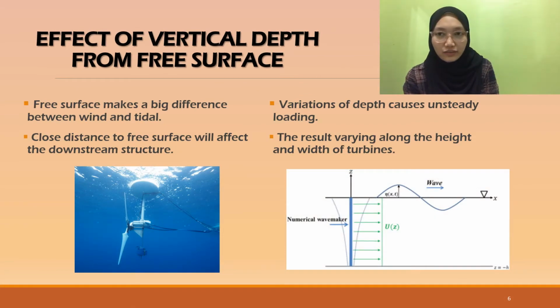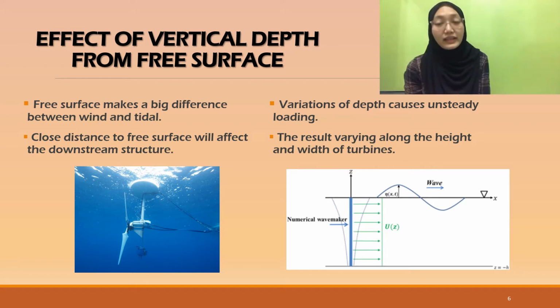For the literature review, I will be explaining a little bit about the effect of vertical depth of the free surface. First, there is a big difference between wind and tidal energy as the density value itself is different. Water has a bigger density compared to wind. And next, a close distance to the free surface will cause the free surface to affect the structure of the downstream. And next, the depth variation will cause an unsteady loading to the flow of water.